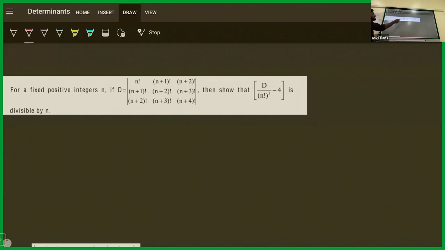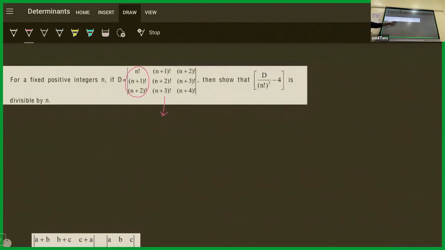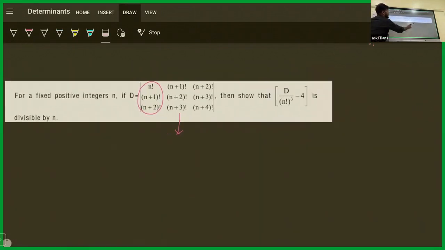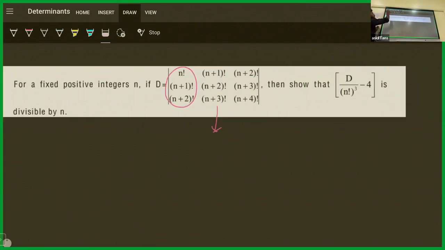In this, if I ask you whether we can convert this row, this column in terms of column 1? From the first we can take n factorial common. Correct. Then from the second one we can take n plus 1 factorial. Okay. Quiet now, all of you just quiet. अब इधर देखो.